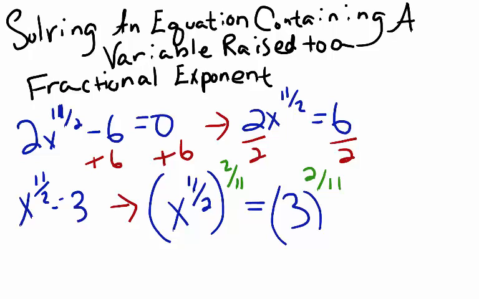Note that if my denominator here was an even number, then I would need to place a plus or minus in front of the 3. But since I have an odd number, 11, I don't use this plus or minus symbol.